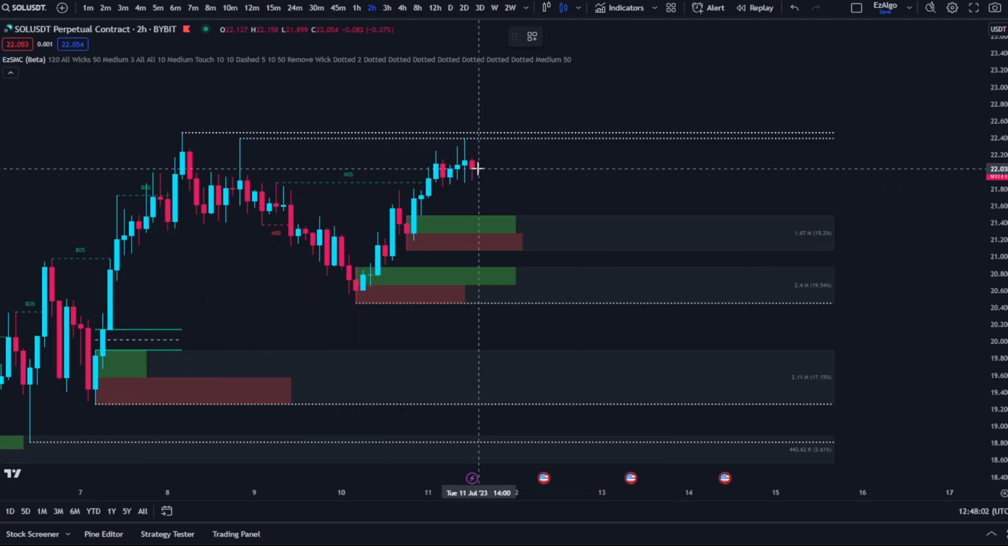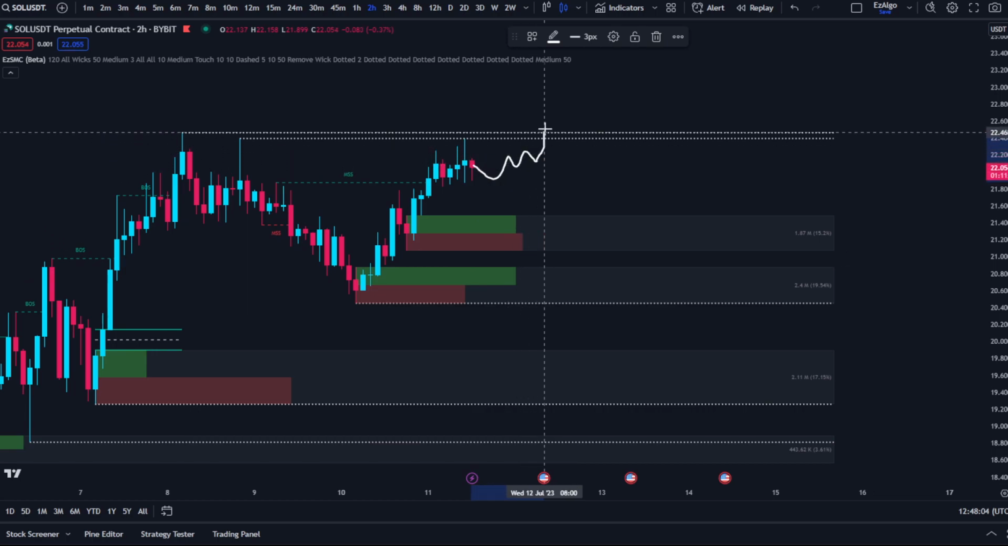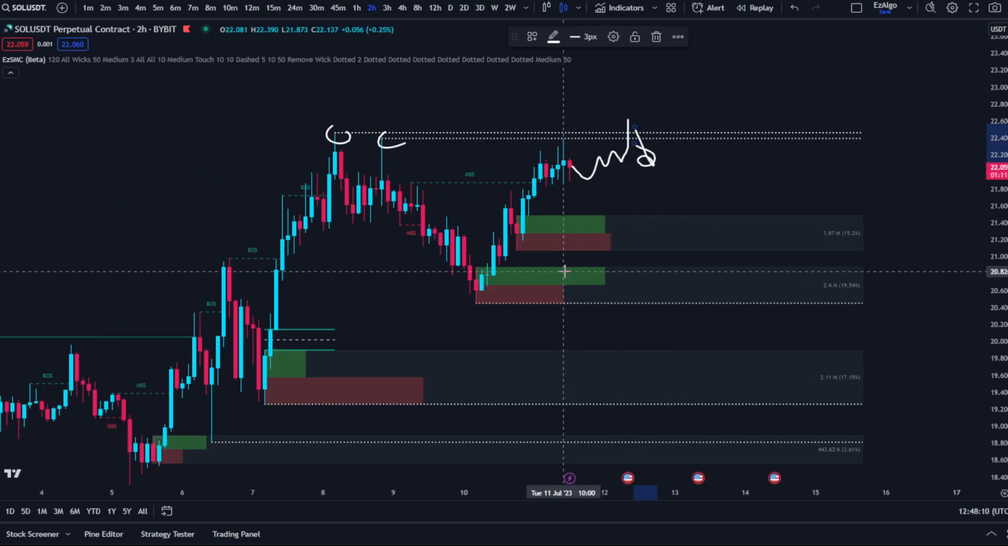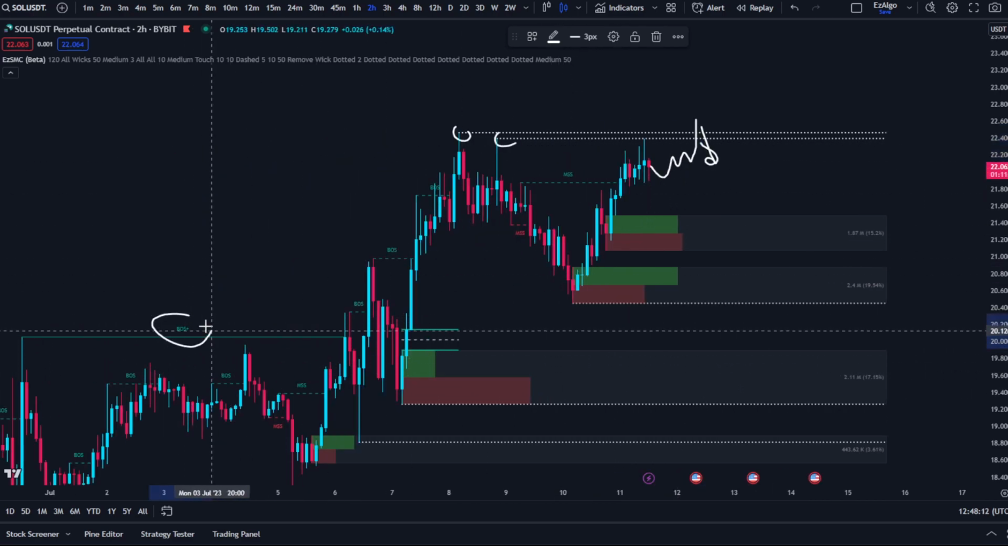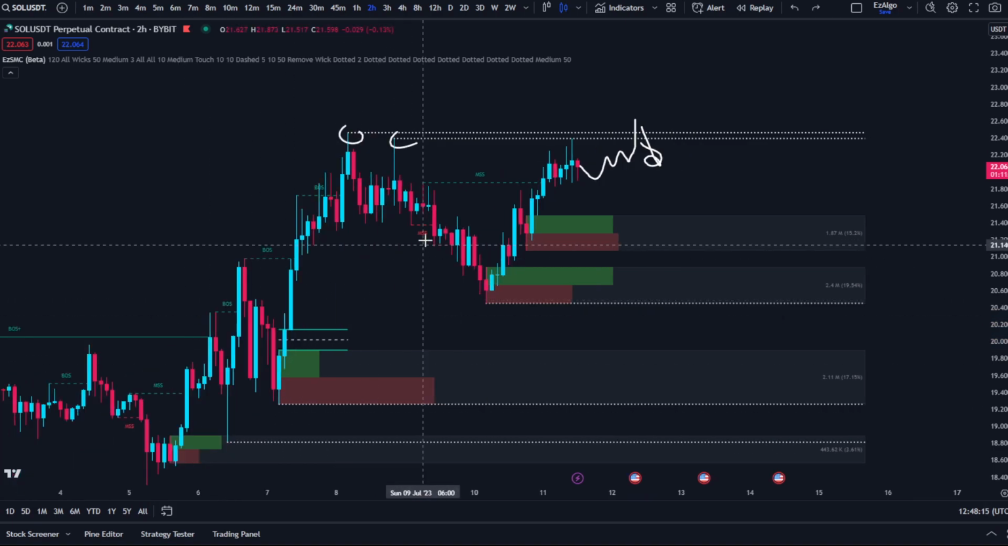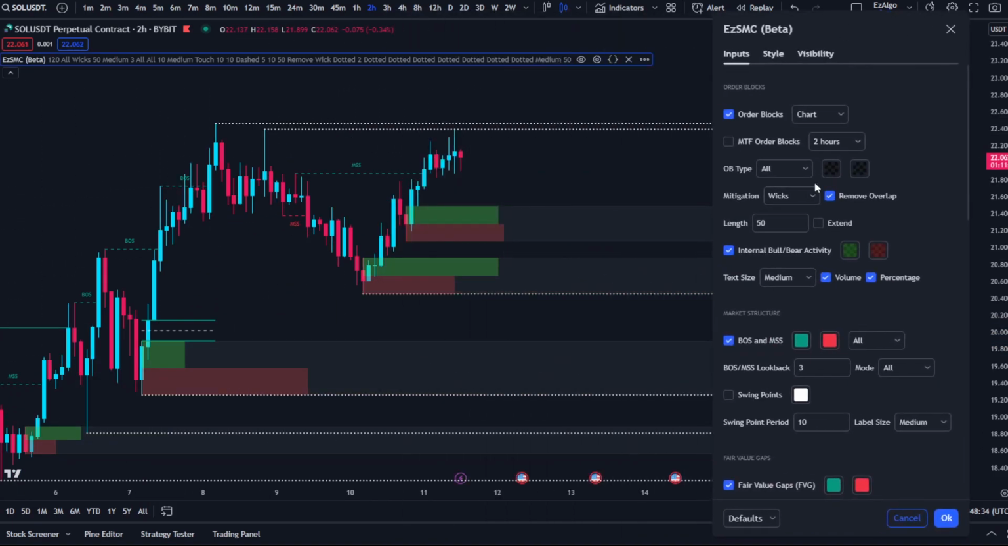For example, if I'm looking for a swing failure short from here, I look for price to come up and grab this liquidity, right, and then close back below, and that would be my short trigger. But keep in mind, we are in a bullish market structure, so this is where you have to use everything in confluence. But the liquidity levels are very, very helpful.